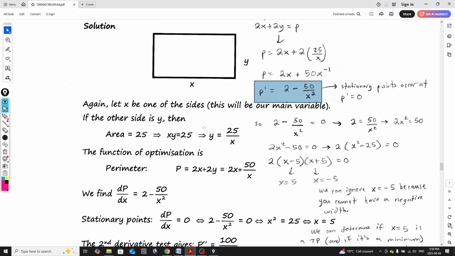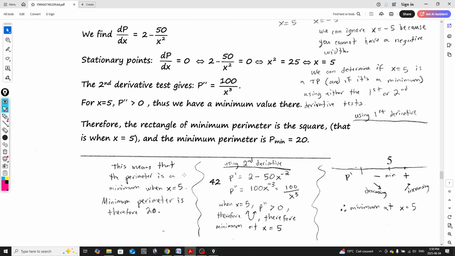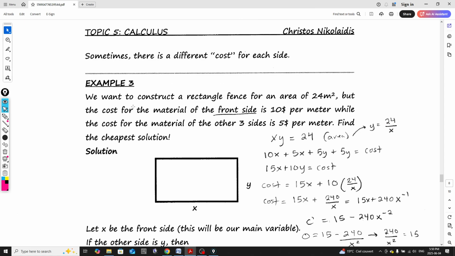So what was the question? The question was, among all the rectangles of area 25, find the one of the minimum perimeter. The minimum perimeter occurs when this side is 5, and therefore y is also 5 as well. So that's what I have right here. The minimum perimeter is therefore 20, because you've got 5 plus 5 plus 5 plus 5, so that's 5 times 4, which is 20.